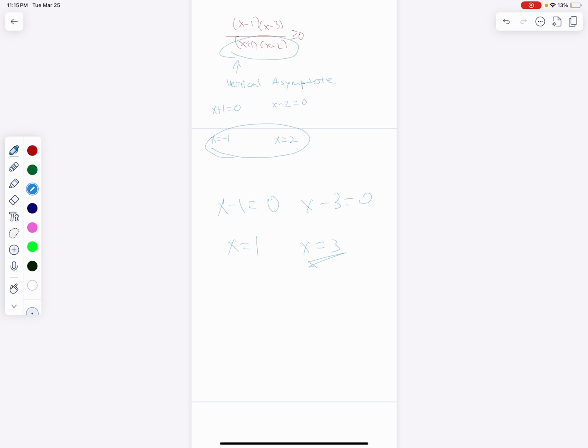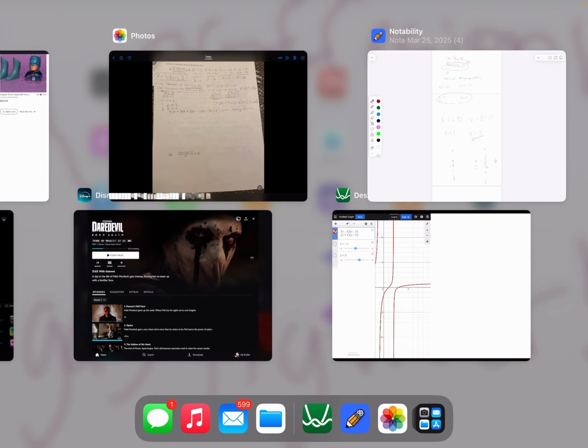Okay? So these are the interesting points, and we can write them out as we draw a number line here. We said at negative 1, you have a vertical asymptote. At 2, you have a vertical asymptote. And then we have zeros at 1, and also at 3. This is the way I like to draw it out, so I know what's a 0 and what's a vertical asymptote. And why do we care about that?